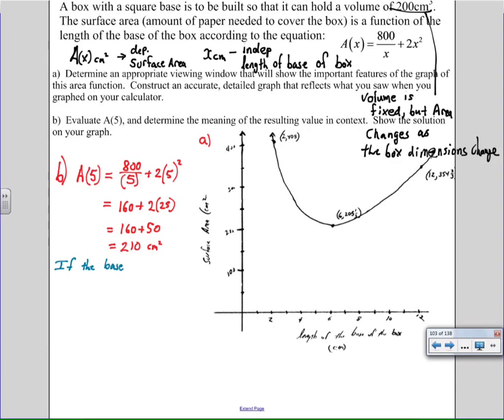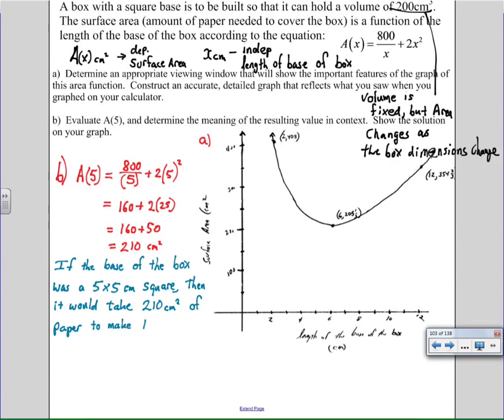Anyway, I have to interpret the meaning of this, and so I use conversational language. If the base of the box was a 5 by 5 centimeter square, then it would take 200 square centimeters of paper to make that box. I indicate where on the graph that exists. So if I want to make this a better answer, I could say making a slightly larger box would result in a smaller surface area. If I was interested in reducing the surface area required, I would make the base of the box slightly bigger, and I could find that point if I wanted to.